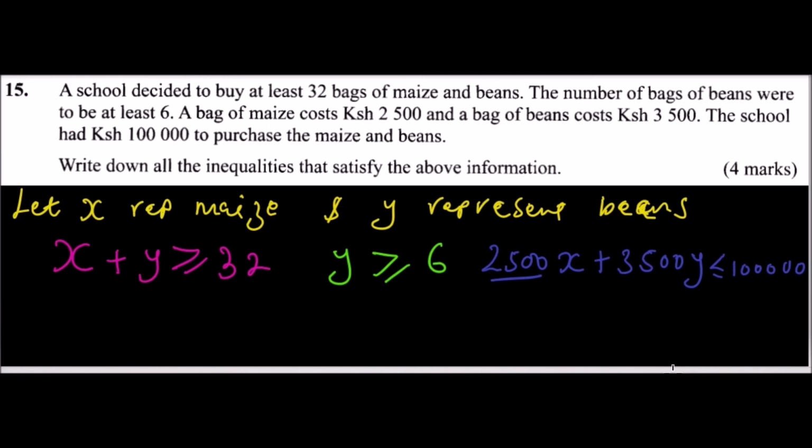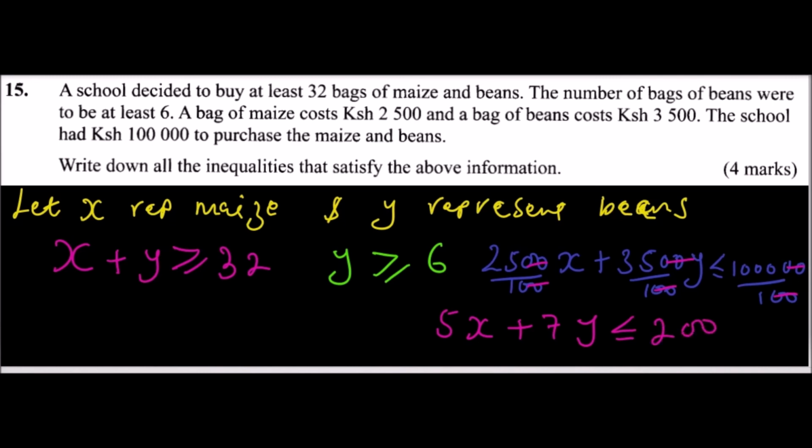Let's first of all divide by 100, so we divide each term by 100. You simplify here, here, and here. Then we can again divide by 5. When you divide by 5, you get 5x plus 7y. When you divide 1,000 by 5, you get 200.